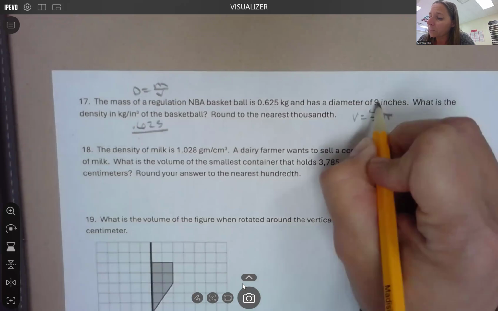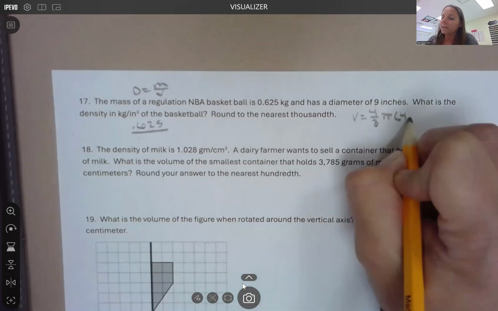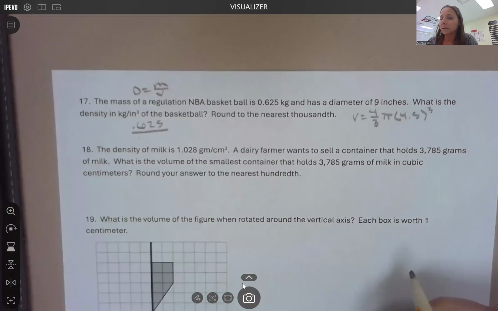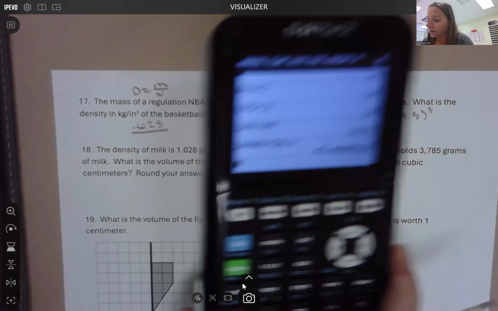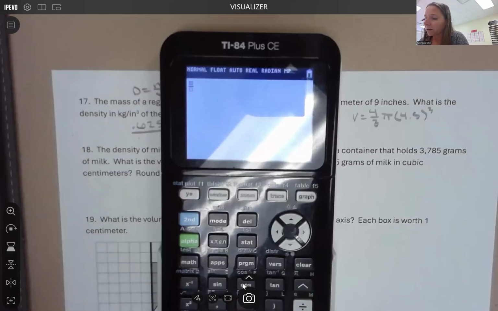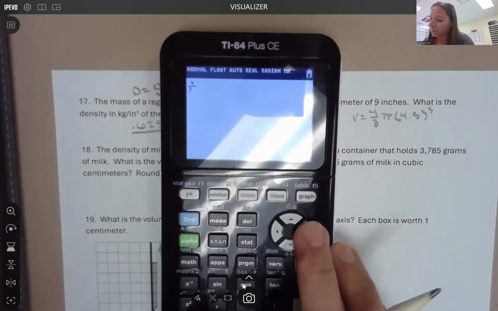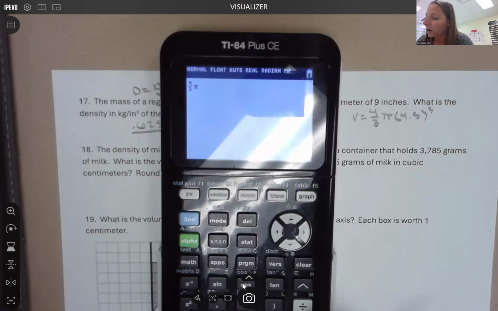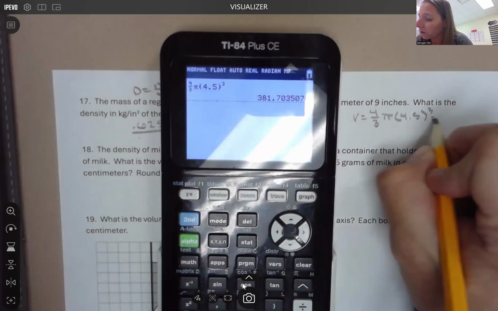So the radius is 4.5 and then cubed. What is it to the nearest thousandth? That's 3 decimal places. So first off, finish finding the volume. All right, so 4/3 and then pi. I don't want it in terms of pi, so I'm going to plug it in. All right, this comes out, and I'm going to keep a couple decimal places, 7035.